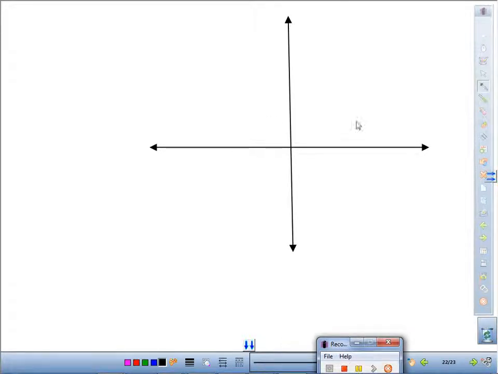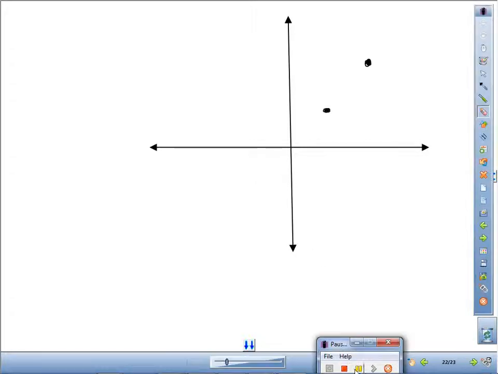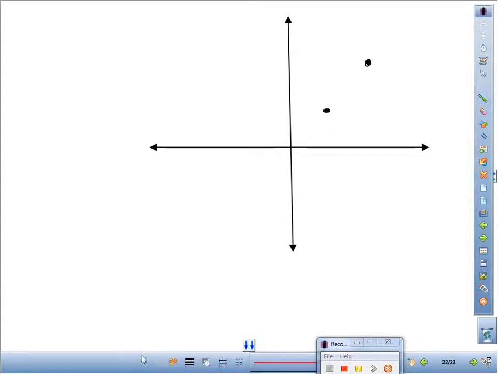So you copy this coordinate plane, and I'm going to ask you to place 2 points. Here we go. First point, right here. Second point, right here. Okay? So we place 2 points, and we're going to label this first one point 1, and the second one we're going to label it point 2.